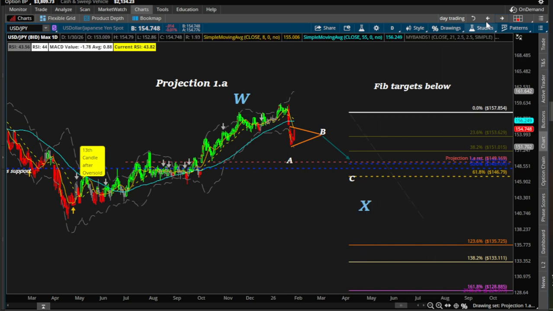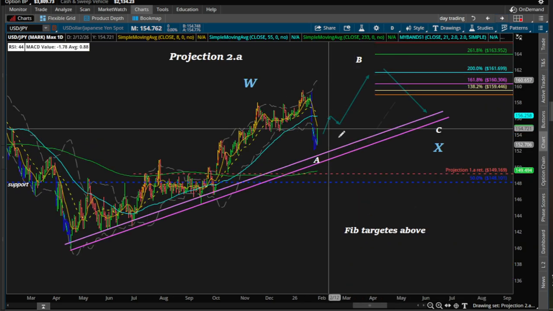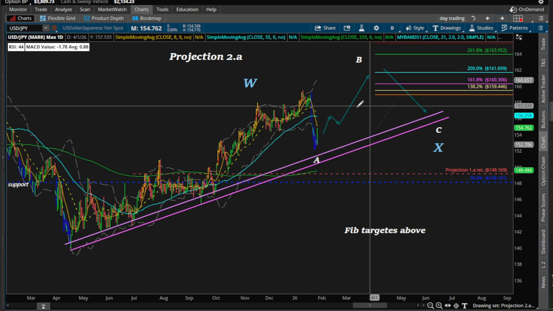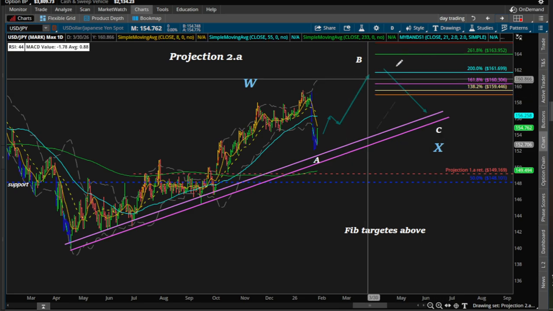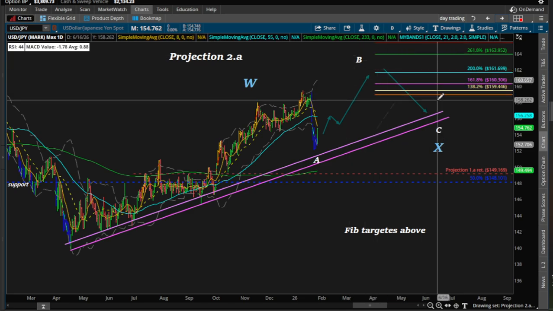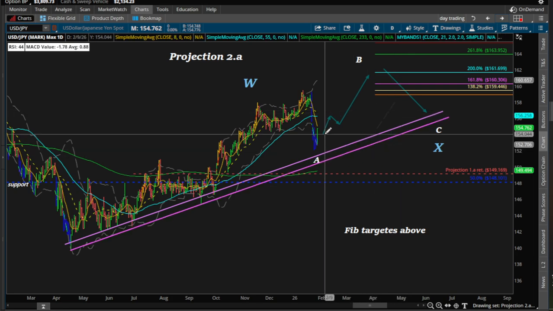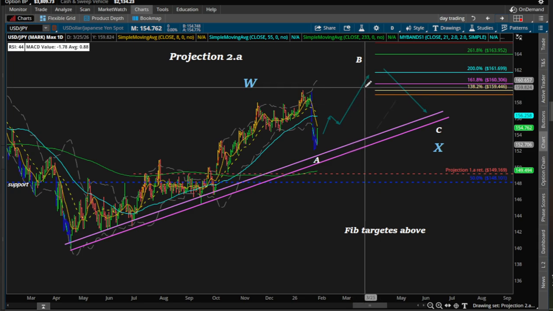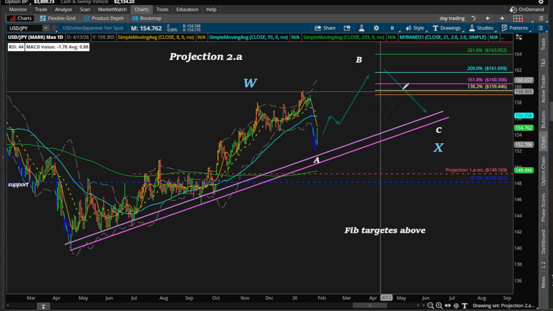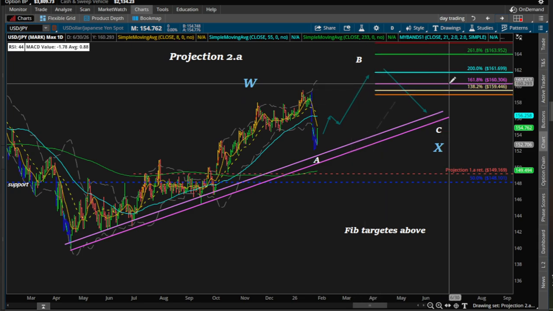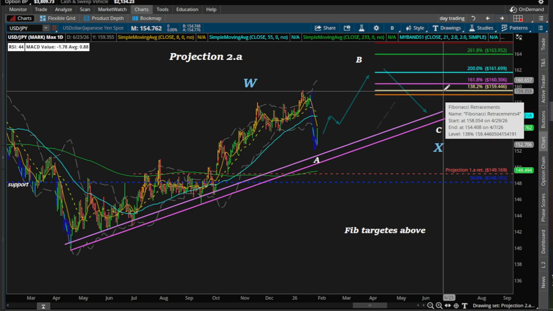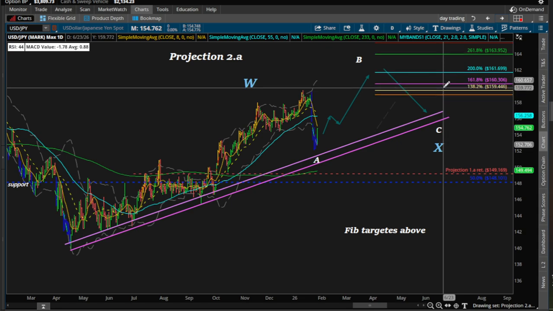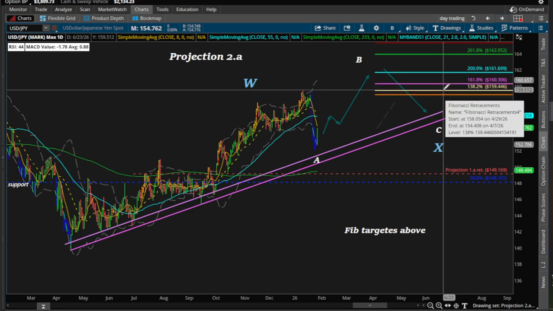The next projection is if we continue up, then these targets to the upside. This is still the daily time frame. So I'm thinking for the next couple months we would continue this rally, and then the targets above would be, let's start at the 138.2.